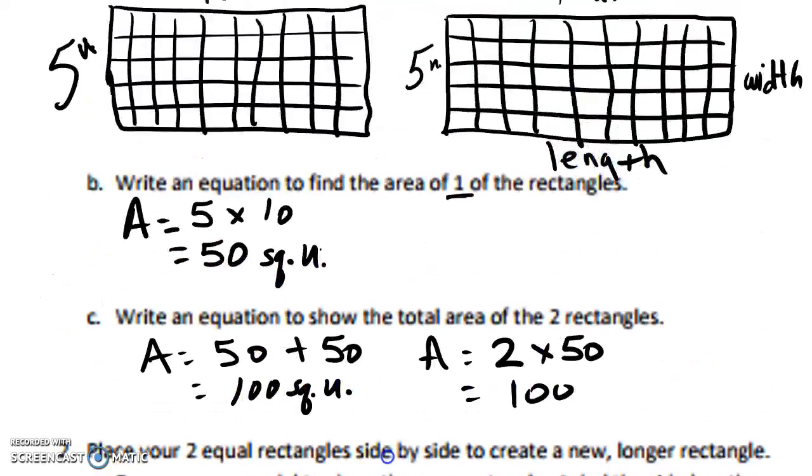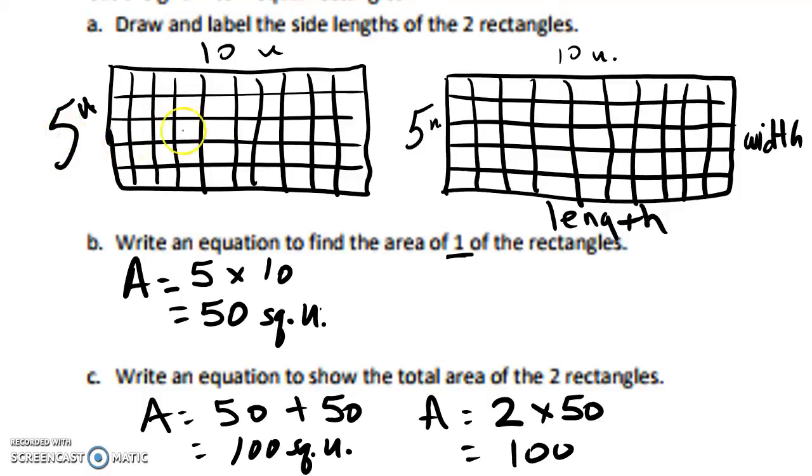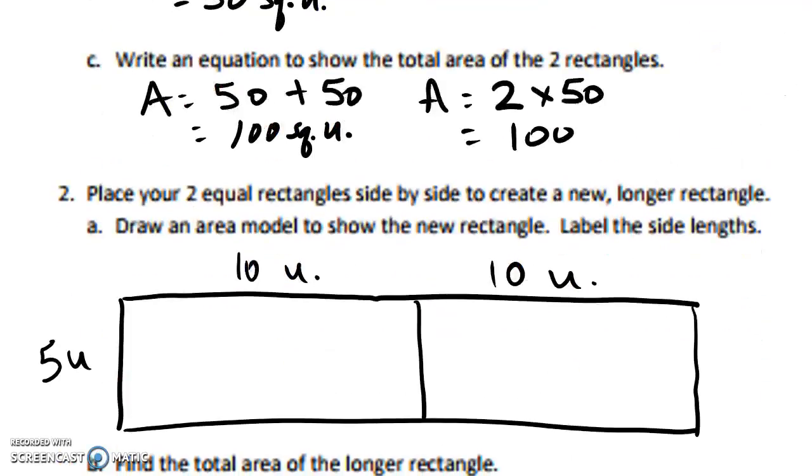If you go back to that picture up here, here's the 5. We don't have to do 5 plus 5 because we're still talking about 5 rows across the whole thing. But we have 10 here and 10 more here, so we have to show both of those as our length.